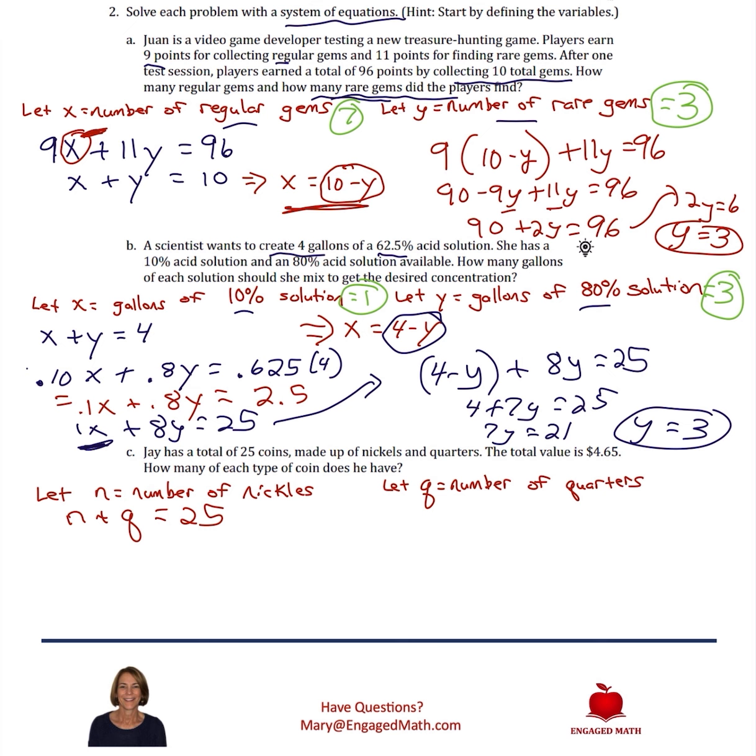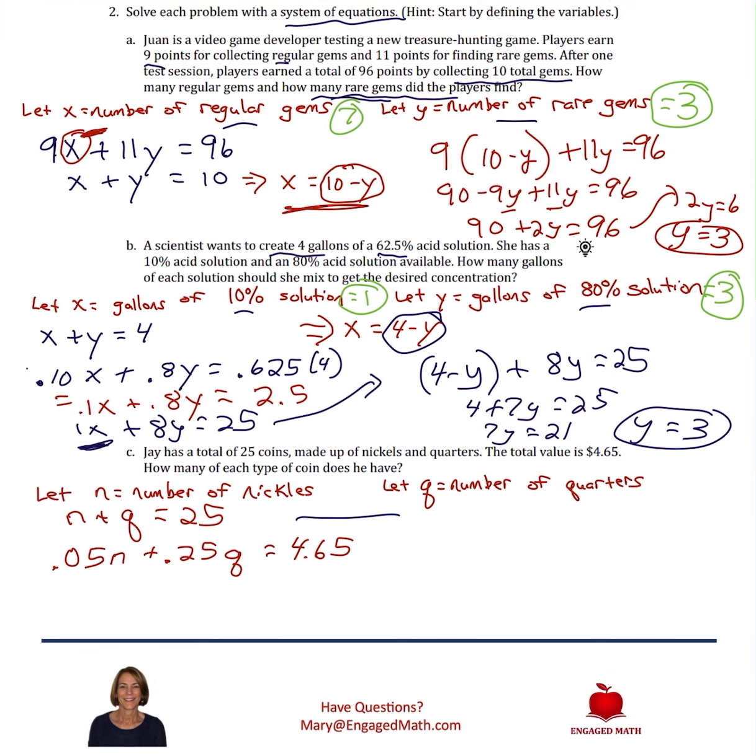And then we know that for every single nickel, we have 1/20th of a dollar. So it's like 5 cents. 5 cents is the same as 5/100ths of a dollar, or 0.05. So for every single nickel we have, we're going to add in 5 cents, so 0.05. Plus, for every quarter that we have, we're going to add in 25 cents, or 0.25 times the q, and that's equal to a total of 4.65, or $4.65.